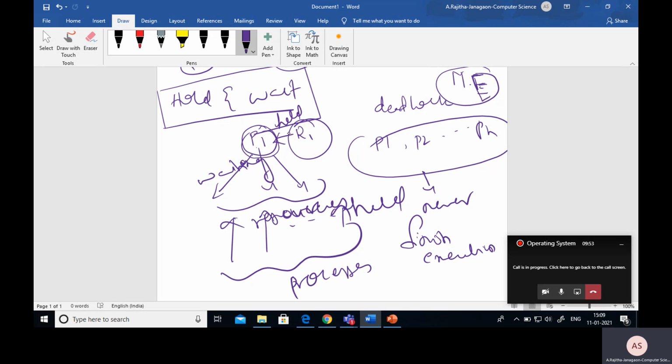A process holds at least one resource, and this process is waiting for all other resources which are held by other processes. So in this case, P1, P2 and so on, these processes never finish their execution, because one process holds some resource and other processes hold some other resources. So this is a never-ending process. That means it does not finish the execution. So this is the hold and wait.